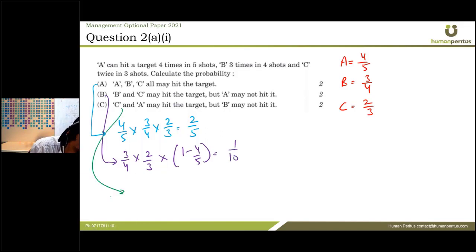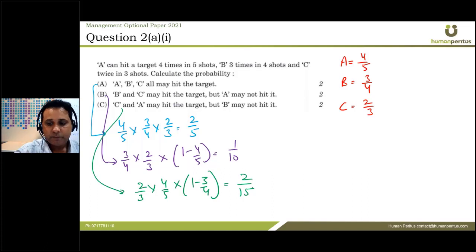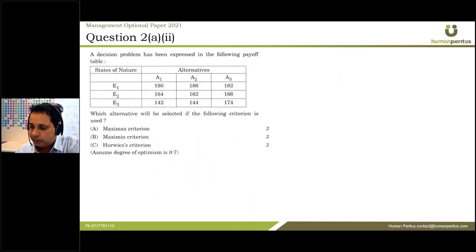Part 3, C and A are hitting the target. So 2 by 3 is C, 4 by 5 is A, and B is missing it. So 1 minus 3 by 4, and this gives me the answer of 2 by 15. Done, guys. The easiest question actually. Yeah, next one.